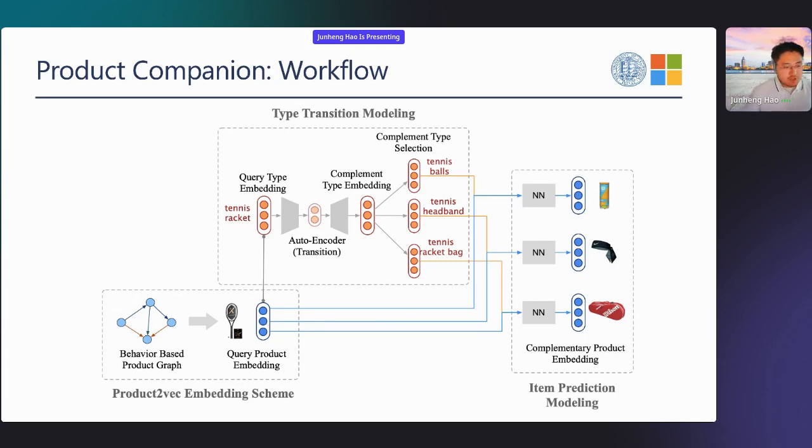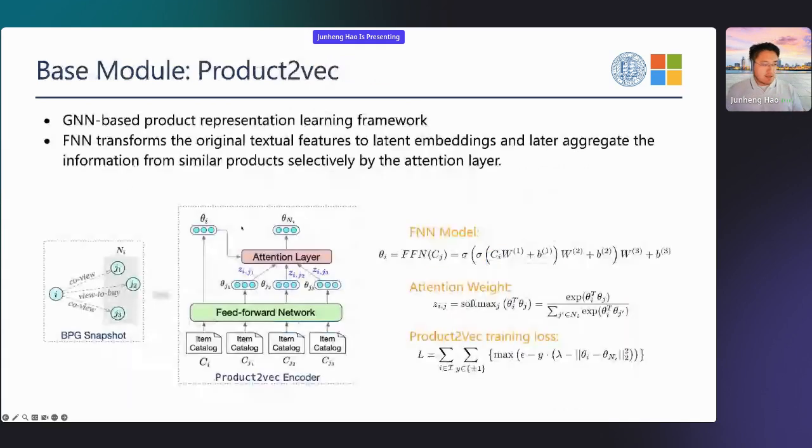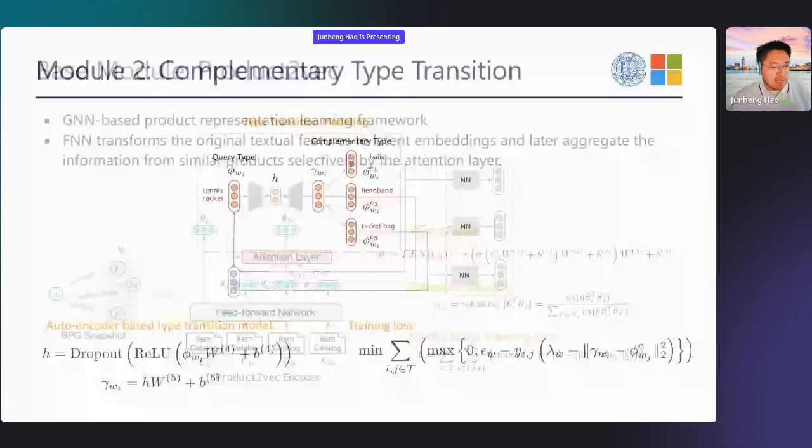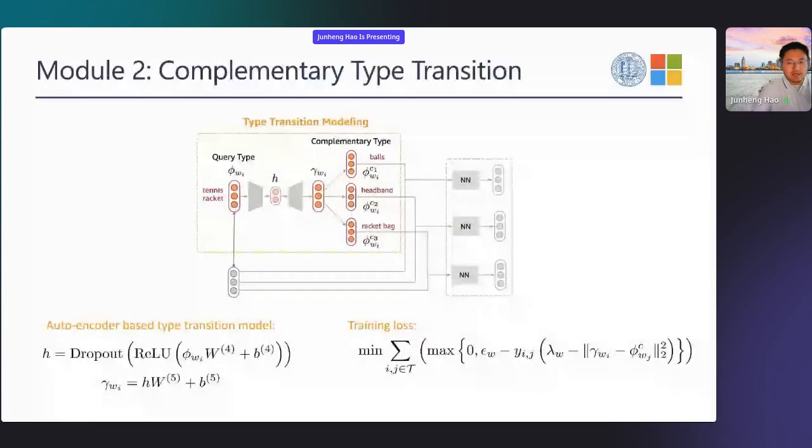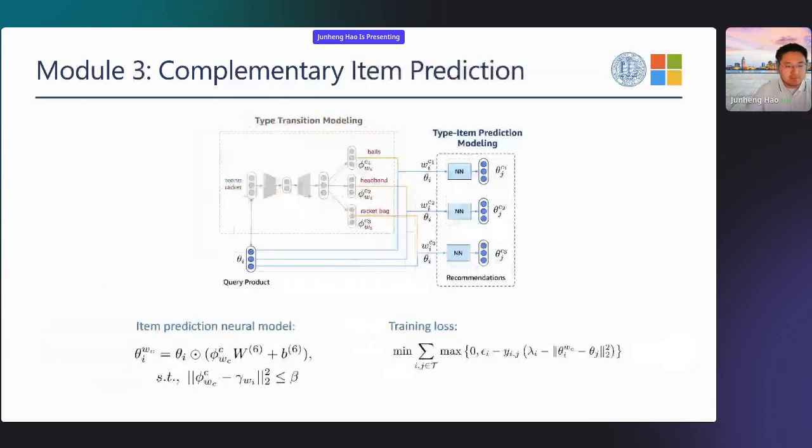Due to the time limitation, I'll just skip some of the details in each module, such as how to build the product embeddings and the complementary types. Based on the training data, we learn an encoder and decoder style module to learn this type transition to indicate the potential complementary relationship at the item type level. And getting back to the item, combining the item type and query product embeddings, they will output a type regulated item prediction.